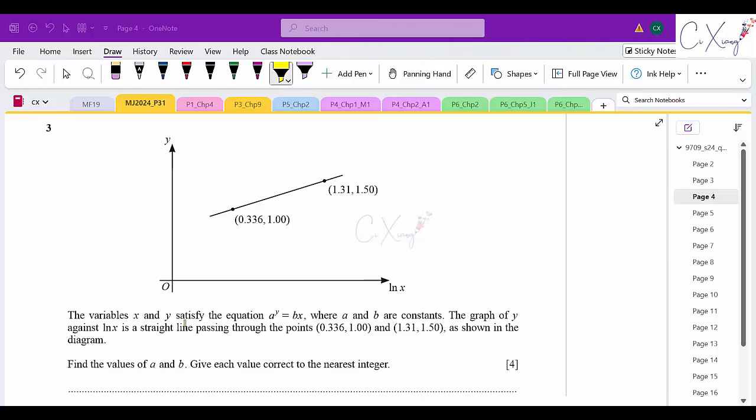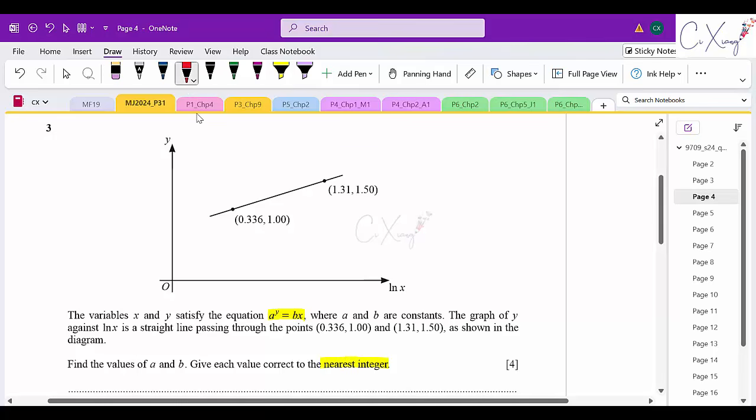We are having the variables x and y that satisfy the equation a^y = bx. And then we are given the graph of y against ln x. It is a straight line passing through the points here. Then they want us to find the values of a and b, giving each value correct to the nearest integer.